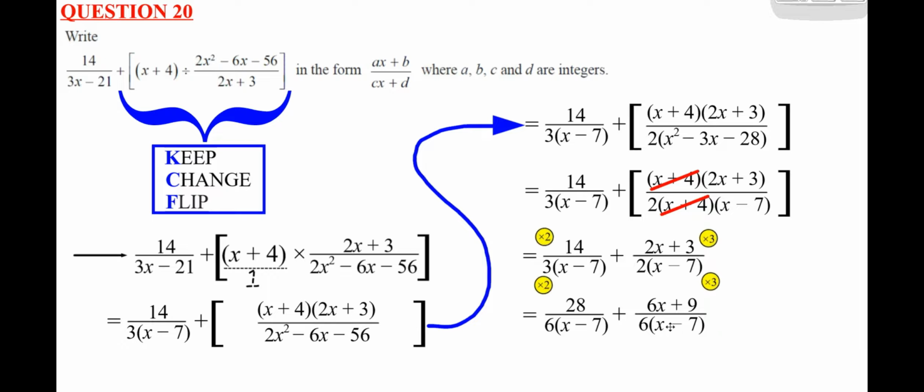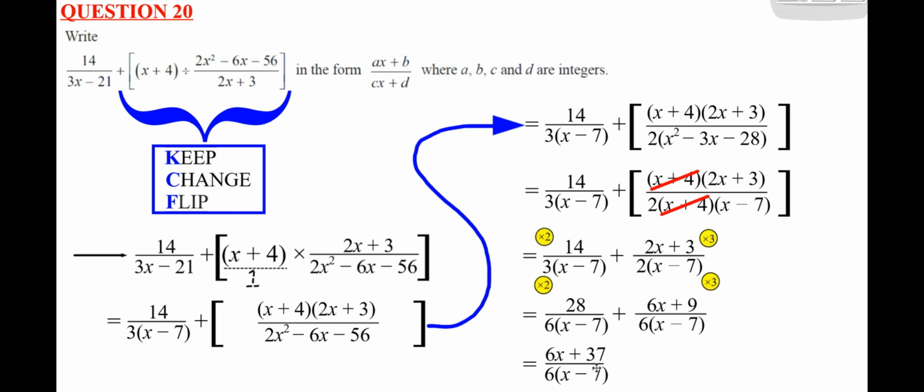Because the bottom of the fractions are now the same, I can merge them. I can combine them into one. So the next step I'm going to get is 6x plus 28 plus 9. But 28 plus 9, of course, is 37.